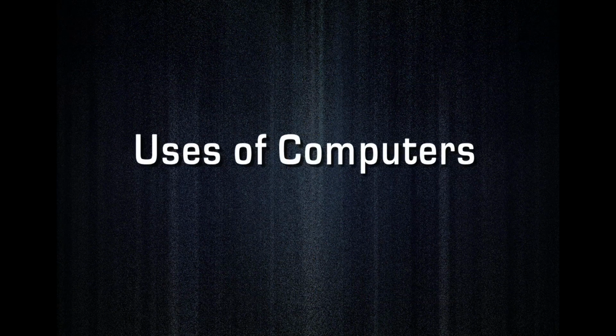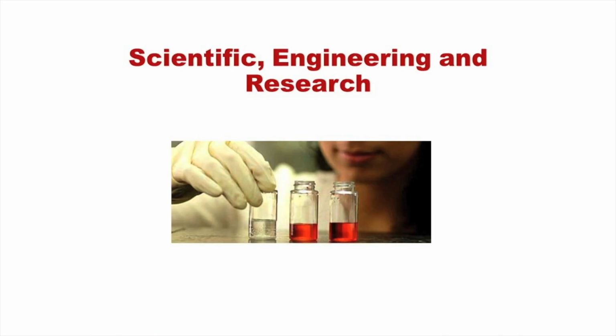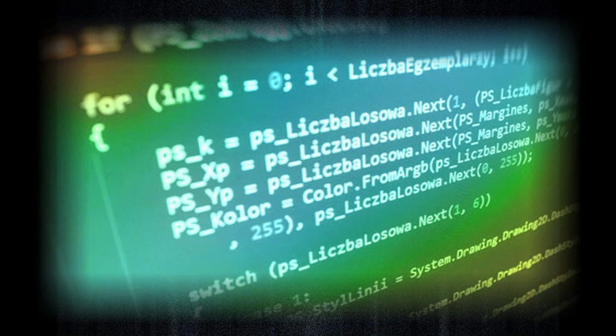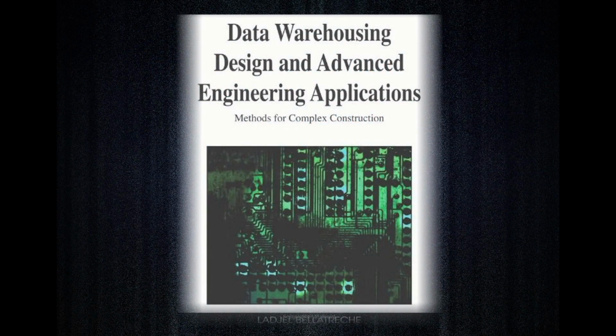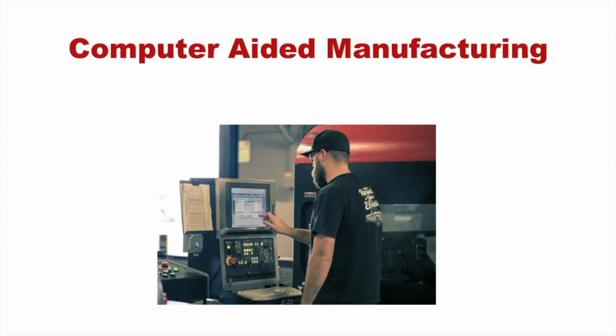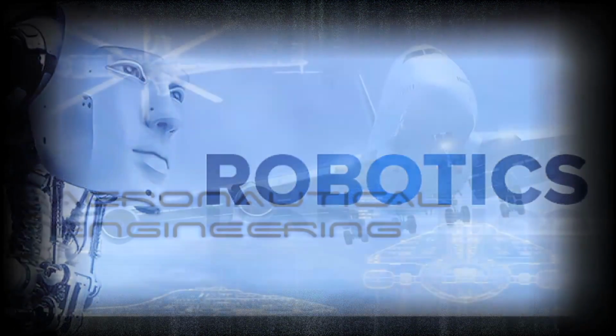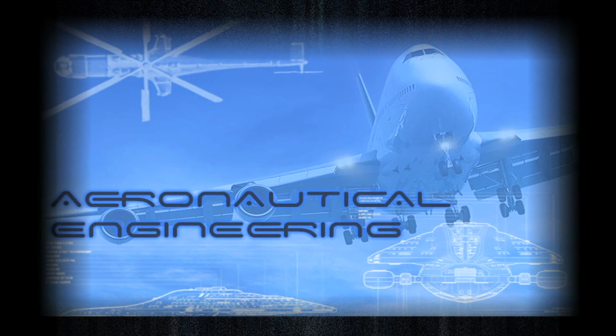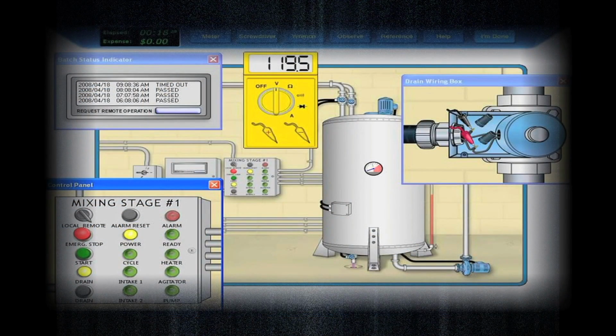Now, let us see the uses of computers. Today, computers find widespread applications in all activities of the modern world. Some of the major applications include scientific, engineering and research. This is the major area where computers find vast applications. They are used in areas like scientific and mathematical computations and complex engineering applications. Computer aided design and computer aided manufacturing help in designing robotics, automobile, aeronautical, manufacturing, automatic process control, etc., to mention a few.